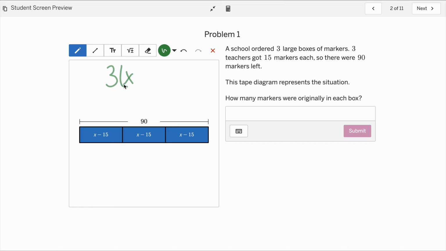The X represents how many markers were in the box before the teachers took them. And obviously the minus 15 is how many markers each teacher took. So then that equals 90.